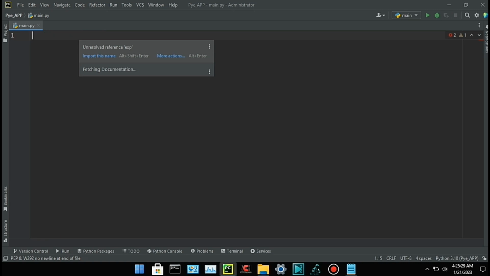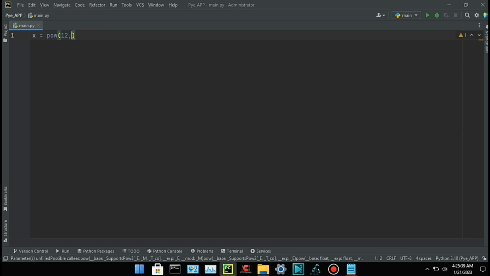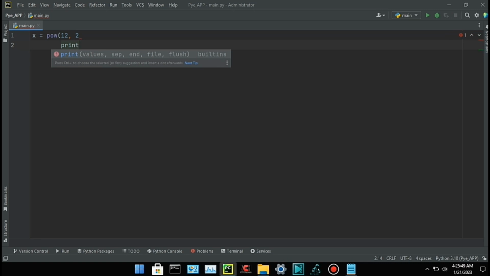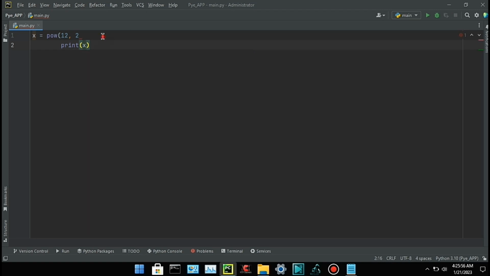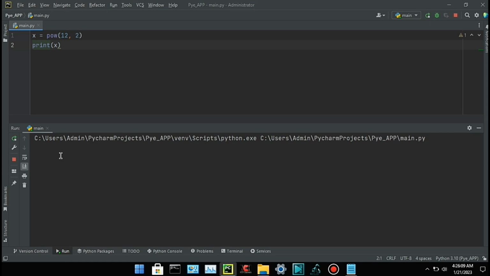Take that we want to raise the value of 12 to 2. So we say that our x should be equal to pow of 12 comma 2, and what this means is that 12 will be raised to the power 2, which is the same thing as saying 12 times 12. Then we print out the value of x. When we run this code, you see that it gives us 144, which is the same thing as saying 12 times 12.